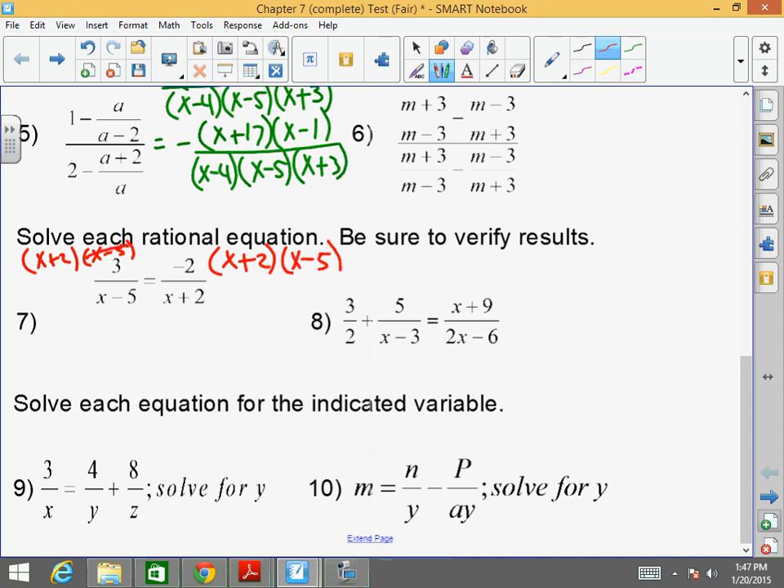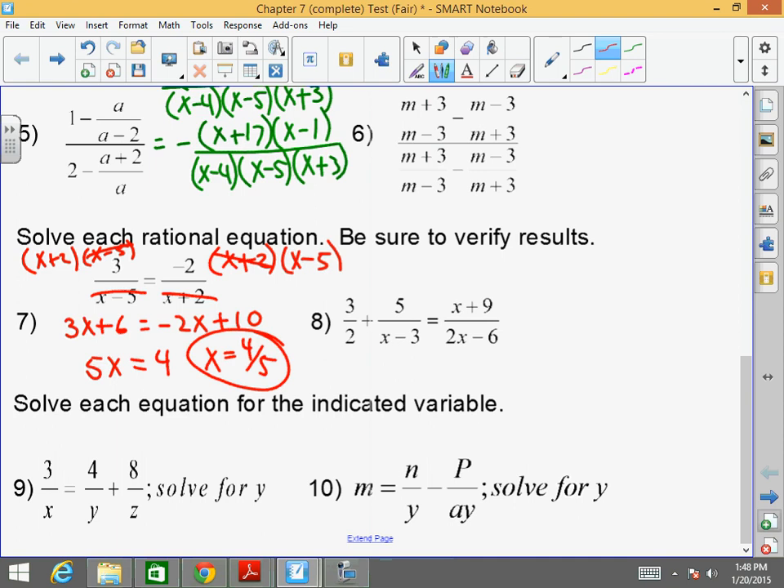The x minus 5 cancels, so I've got 3x plus 6. The x plus 2 cancels, so I've got equals negative 2x plus 10. So I add the 2x to both sides, I've got 5x. Subtract the 6 to both sides equals 4, divide by 5, x equals 4/5. That was a very simple one. Very simple.